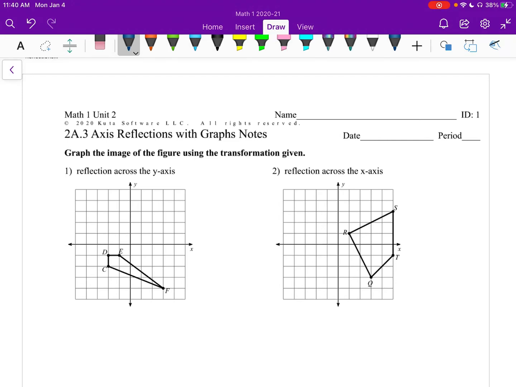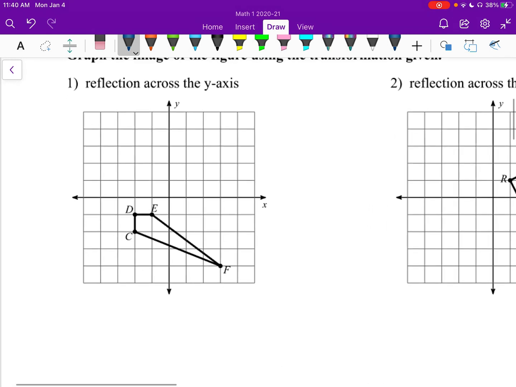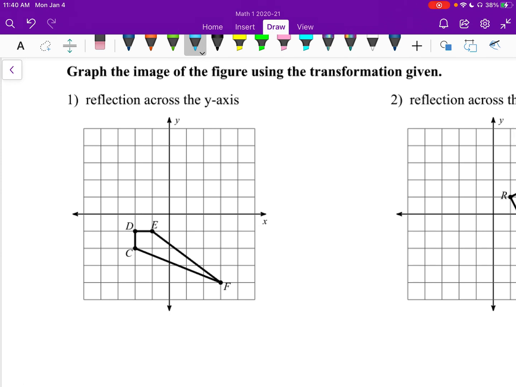All right, Math 1, Unit 2A, Section 3, Axis Reflections with Graphs. So this one, like it sounds, we're going to be reflecting things over an axis. Think about whenever we reflect, we kind of flip it over, right? In number 1, we're going to be flipping it over the y-axis. This is the y-axis. So we're going to flip the shape over on that axis.